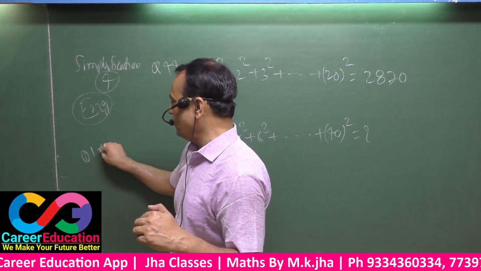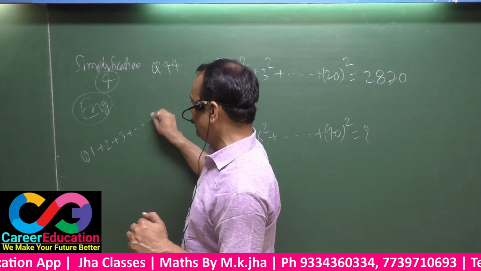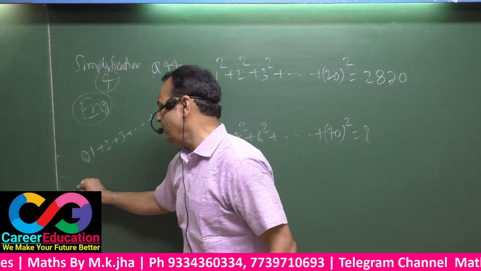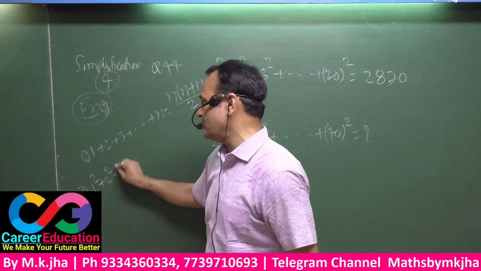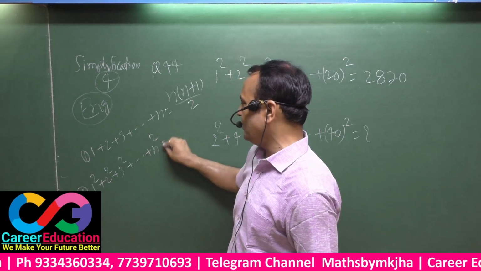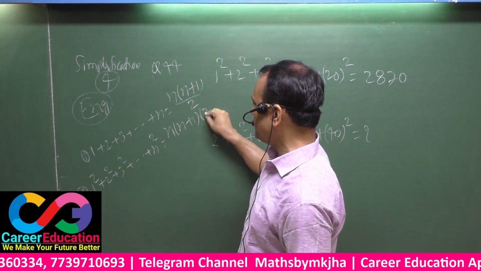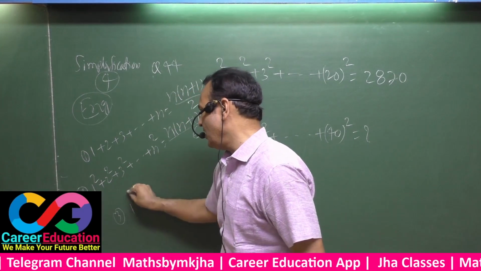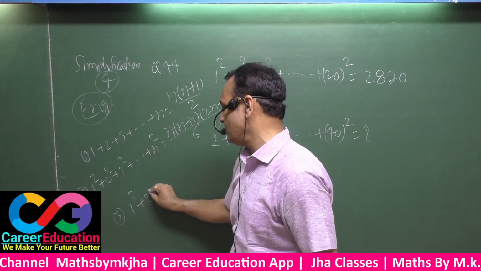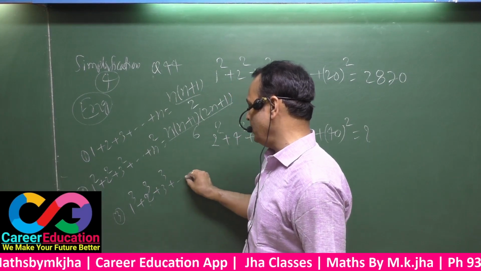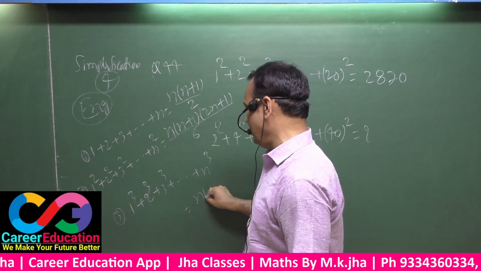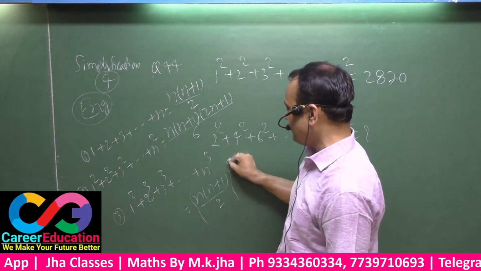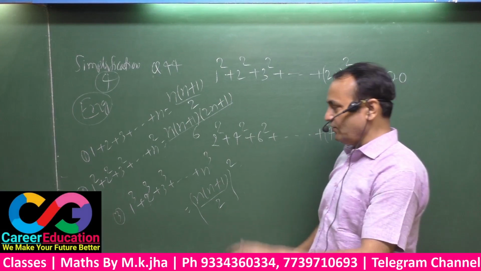First formula is 1 plus 2 plus 3 up to n equals n into n plus 1 divided by 2. And the second formula is 1 square plus 2 square plus 3 square plus up to n square equals n into n plus 1 into 2n plus 1 by 6. You must write down this formula. And the third one is 1 cube plus 2 cube plus 3 cube, dotted lines, n cube equals n into n plus 1 by 2 whole square. Firstly, note down all these formulas. I will be erasing all the formulas here.